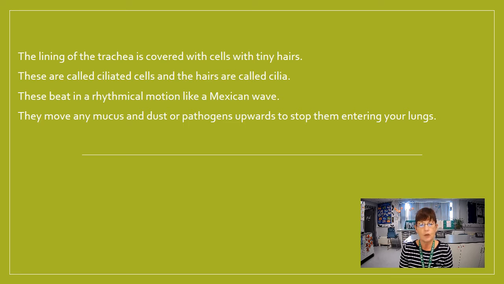The lining of the trachea is covered with cells with tiny hairs. These are called ciliated cells, and the hairs are called cilia. These beat rhythmically in a motion like a Mexican wave. They move any mucus, dust or pathogens upwards to stop them entering your lungs.